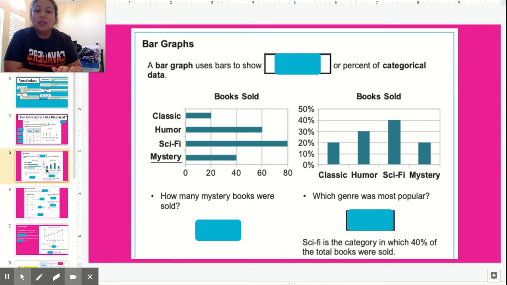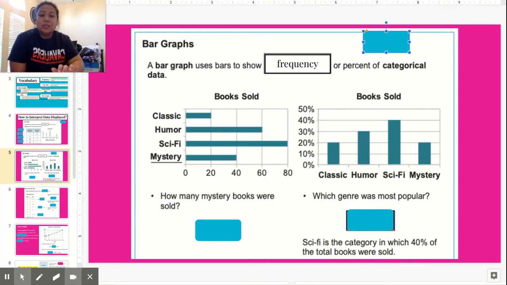Okay, the next kind of graph that they want you to interpret is bar graphs. You've been learning and seeing bar graphs for a while now. Here it says a bar graph uses bars to show frequency or percent of categorical data. Frequency is a really important word for this unit. How many times does something occur? Bar graphs are organized by categories. Down here on the bottom, the categories are classic, humor, sci-fi, and history. Those are the different categories.